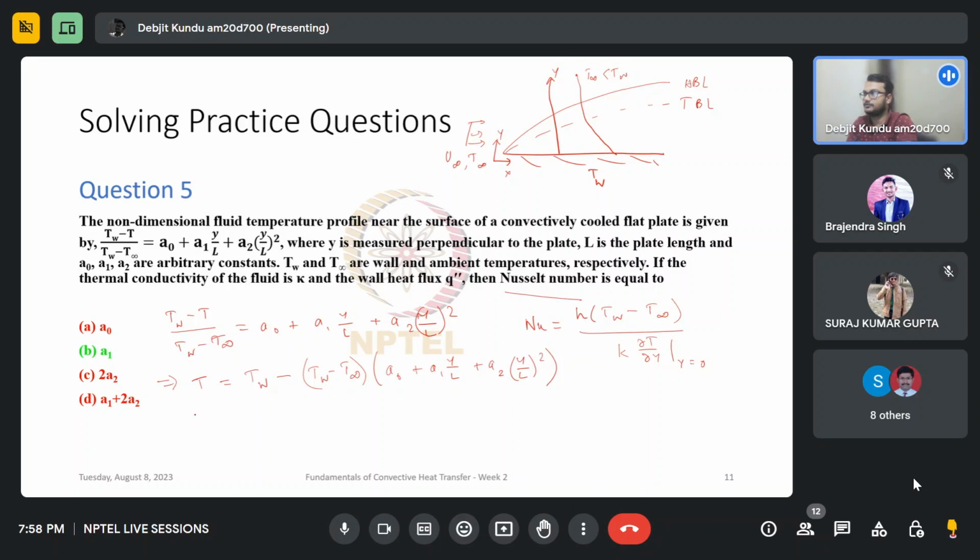So then if I try to do dT/dy, this becomes 0 minus (Tw minus T infinity). This is getting differentiated by y now, so A0 becomes 0. This becomes A1 over L. This becomes A2 by L square into 2y. If I compute this at y equal to 0, then y goes to 0, and as a result, this goes to 0 as well. So finally, I'll get minus of (Tw minus T infinity) into A1 over L.